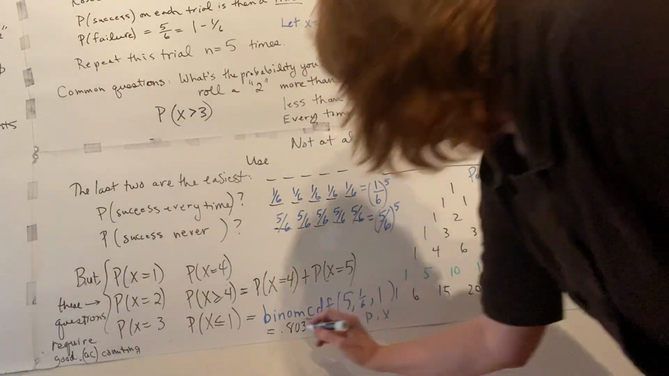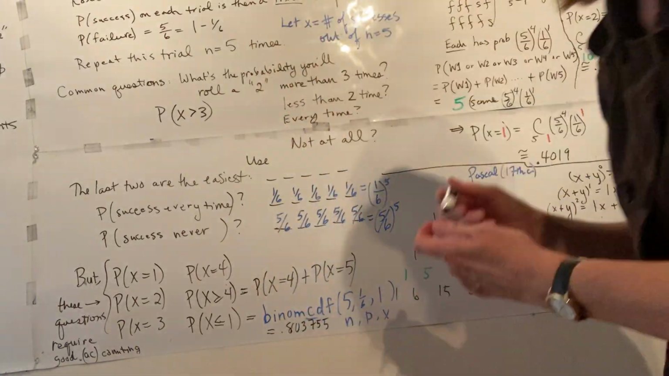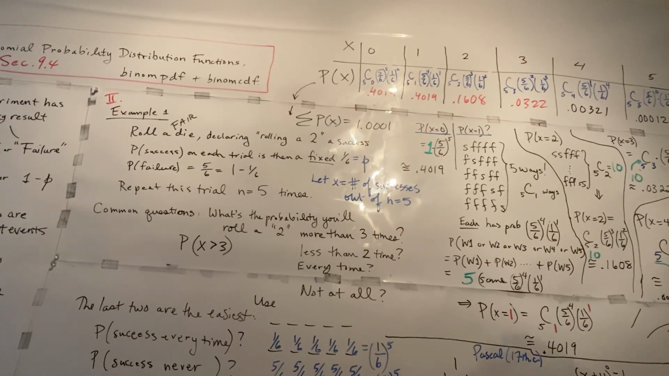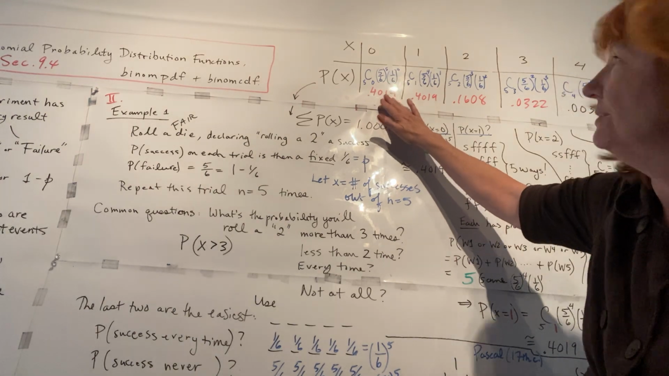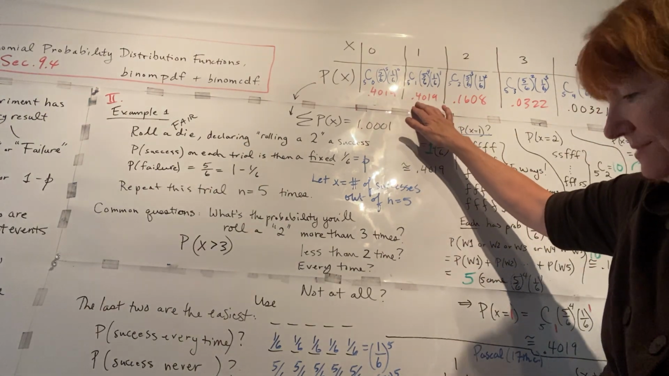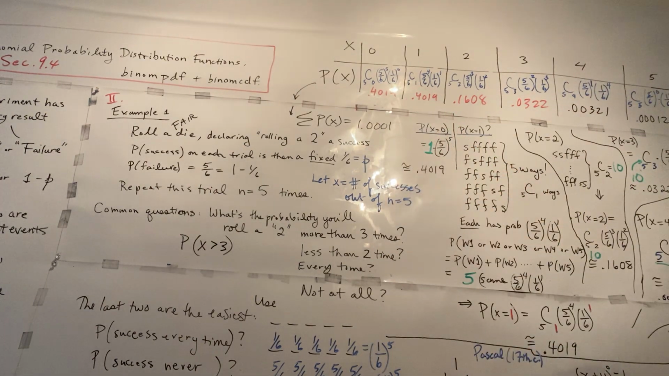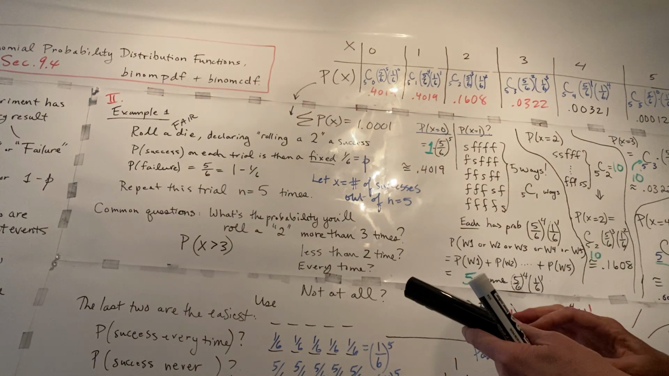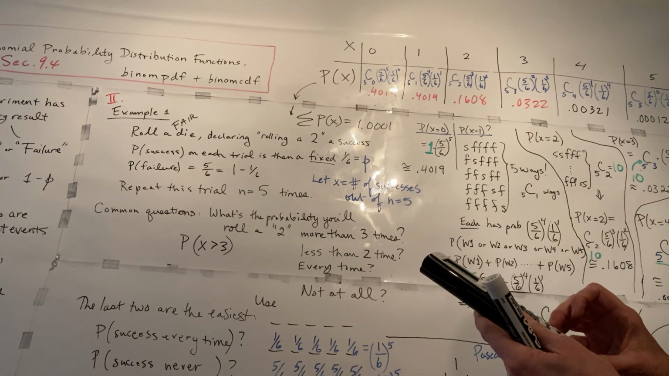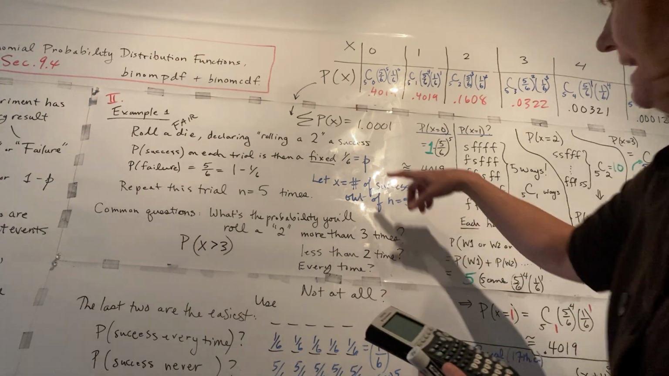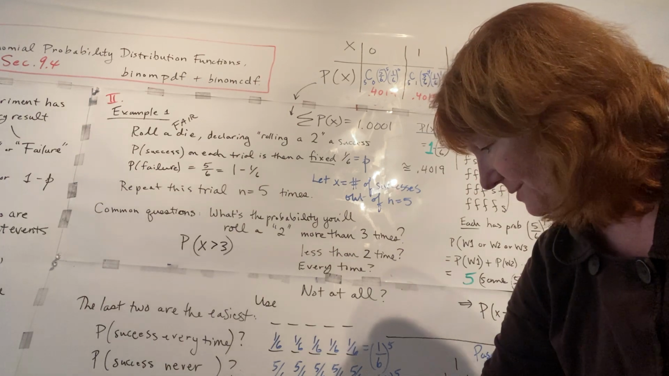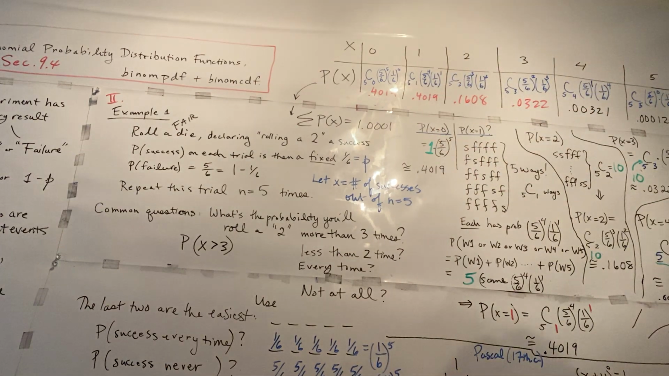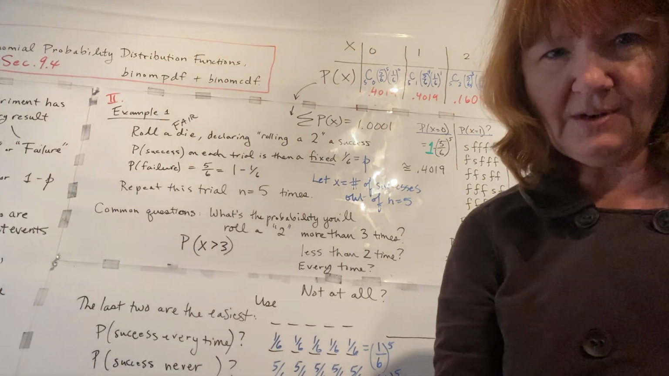Is that not the same thing we would get if we just had all the probabilities in front of us and added these 2 numbers? All right, 0.4019 added to itself is 0.8038. When you round this one to 4 decimal places, you get the same. All right, so hopefully that helps you get started on those problems.